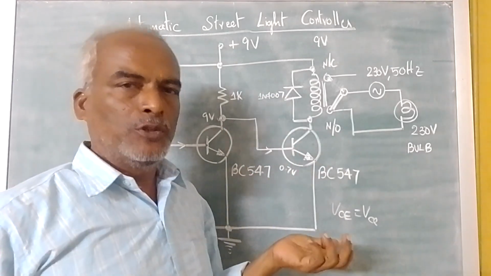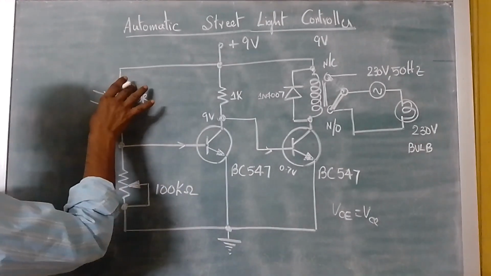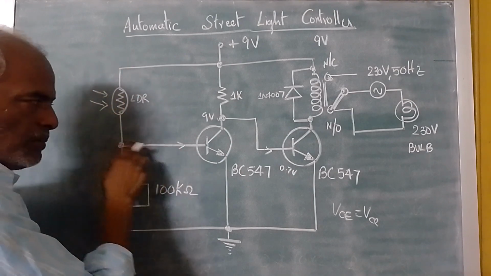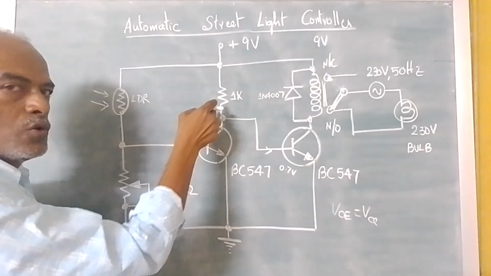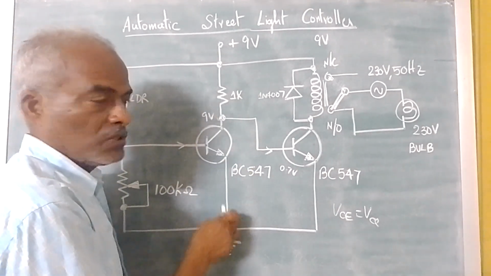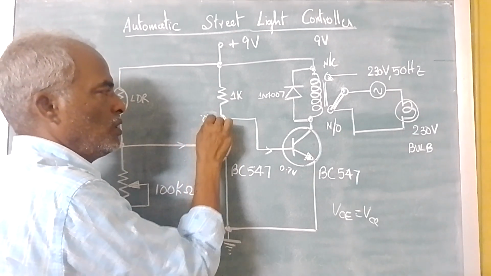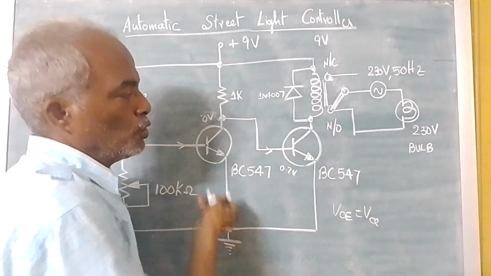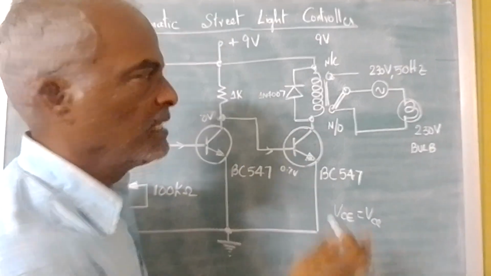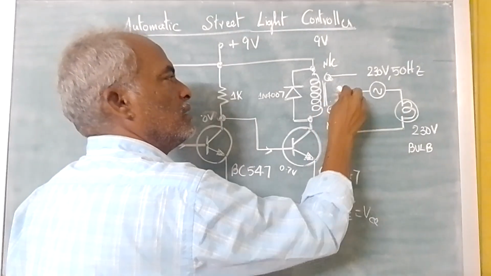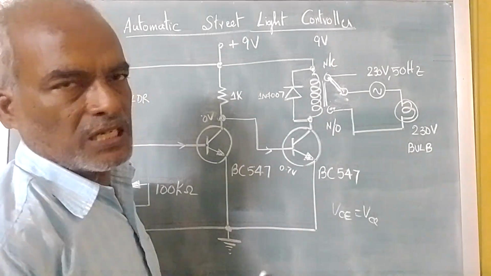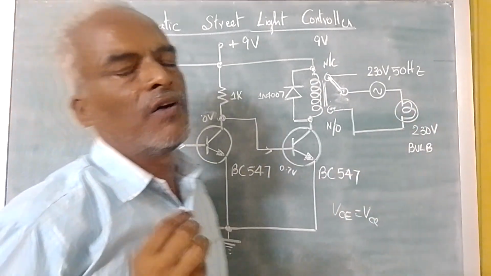Once again, during daylight, what happens? This resistance will be very low. Therefore, there will be a base current, and the transistor goes on. I already told you VCE is equal to 0 volts. Therefore, this voltage will become 0. There won't be sufficient current to make the transistor go into the on condition. Therefore, the relay is not energized. So once again, this will be in its normal position, that is the normally closed condition. Therefore, the light will go off.